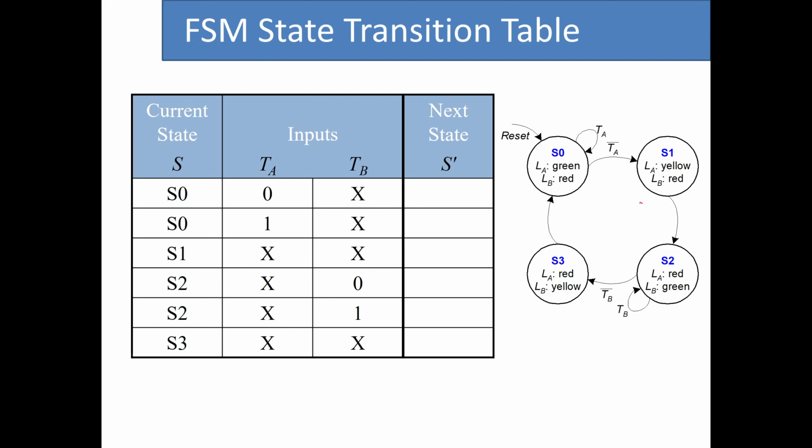So we have the state transition diagram, and then we have the set of inputs TA and TB. And we use that to create this state transition table. So each arc in the state transition diagram is represented with at least one row in the state transition table. Except this one, the reset one, we don't represent it in the state transition table.